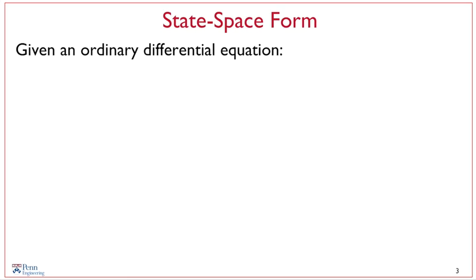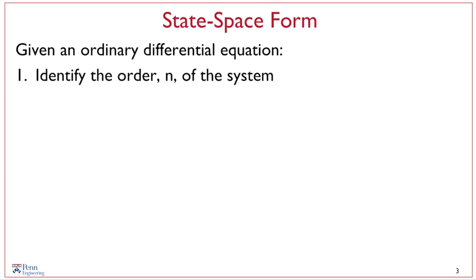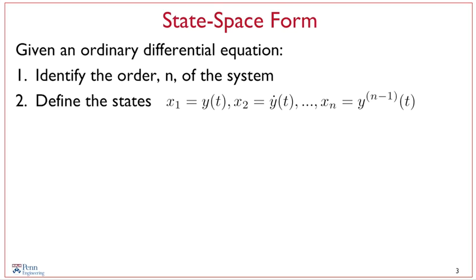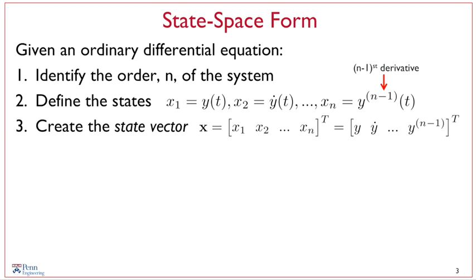Suppose we have an ordinary differential equation governing a one-dimensional system whose position is represented by y. We first identify the order of the system n. Recall that the order is the highest derivative that appears in the differential equation. We then define the states x1, which is the position y, and x2, the first derivative of y, and so on, until we define a state for the n minus first derivative of y. Next, we create the state vector x, which is a vector containing the previously defined states.